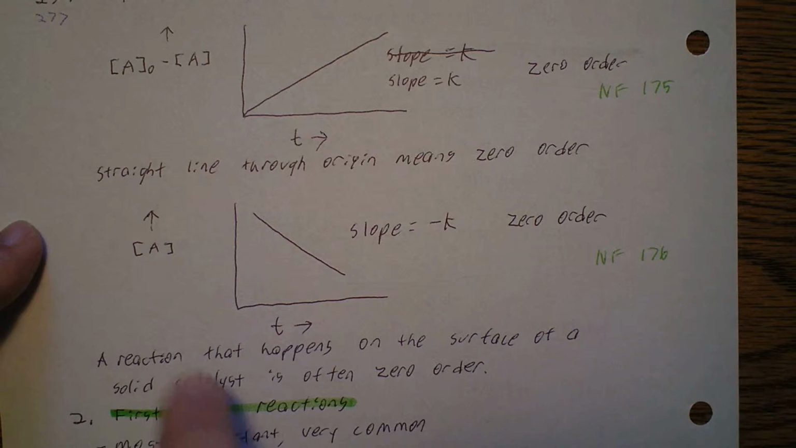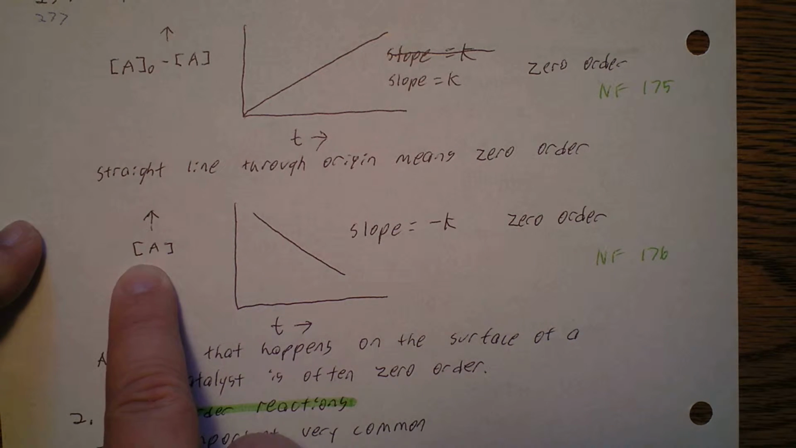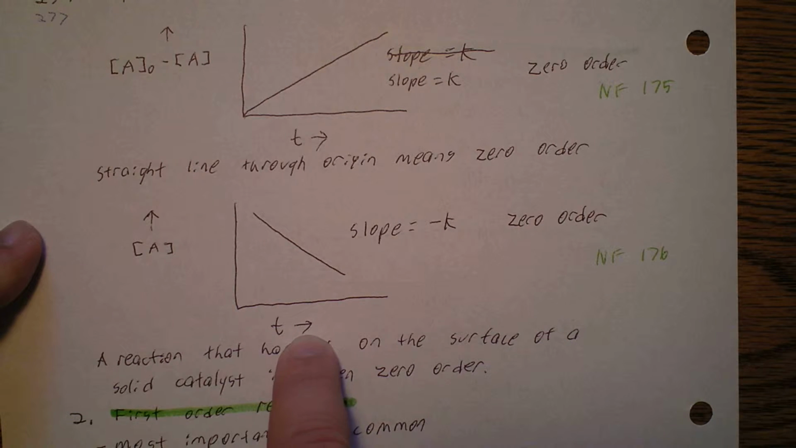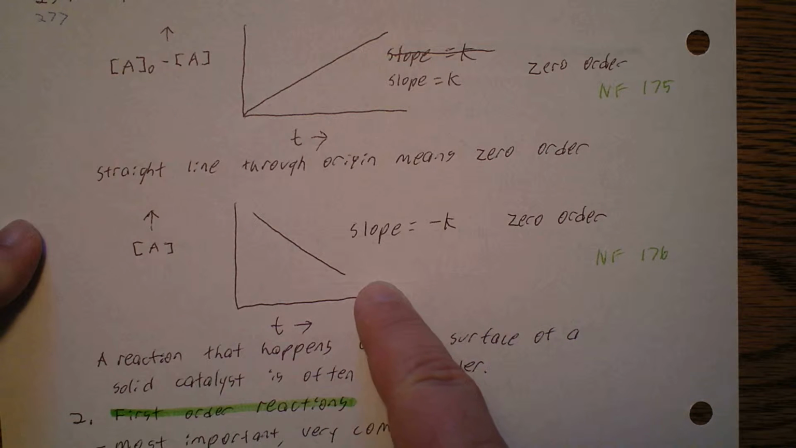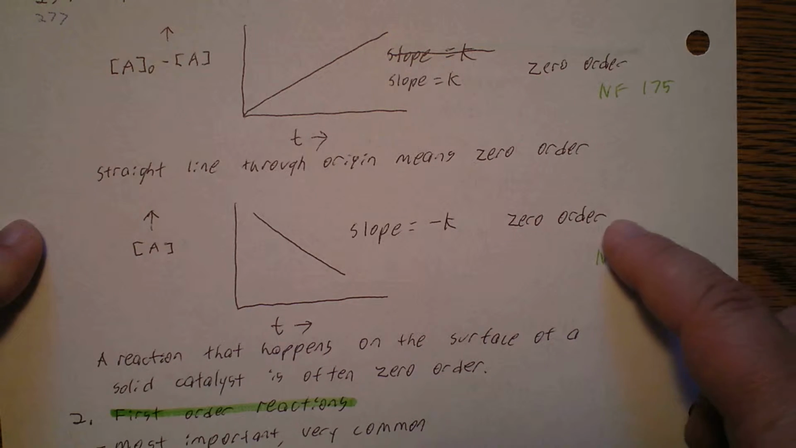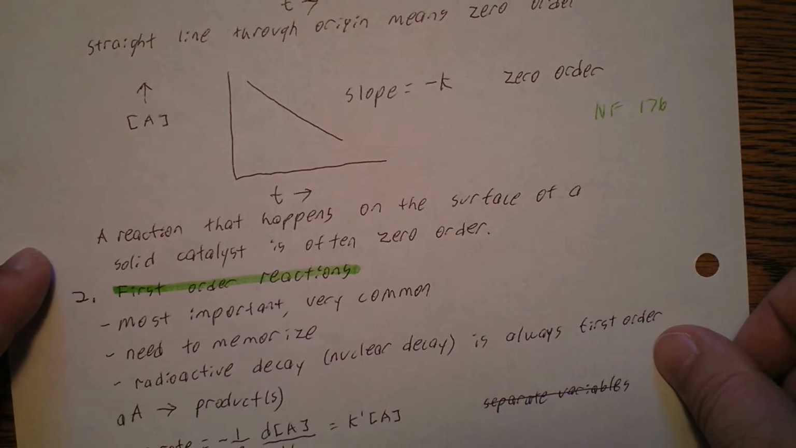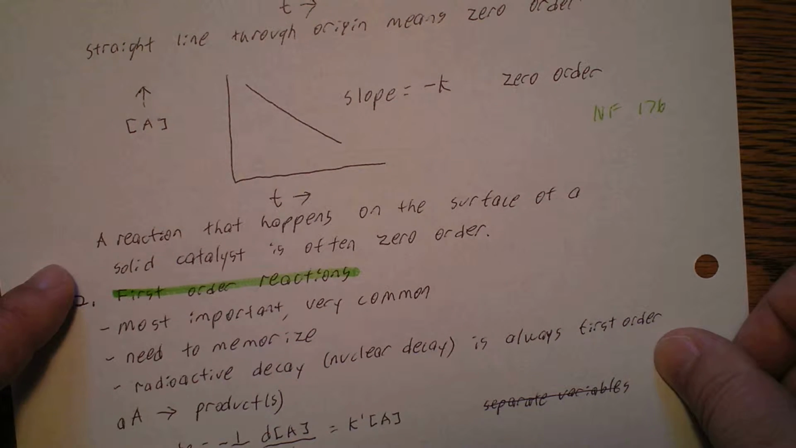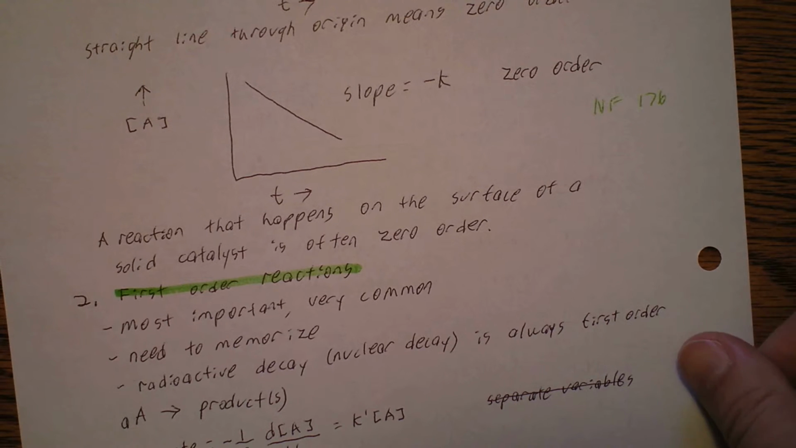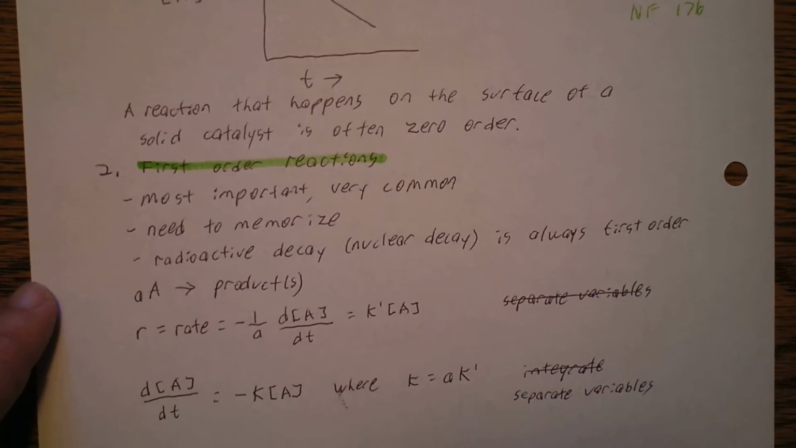Here we have the concentration of A versus time. Remember, A is the reactant. So obviously, as time goes by, the concentration of the reactant will go down. And in this case, the slope will be minus K. And this, again, is only for a zero-order reaction. An example might be a reaction that happens on the surface of a solid catalyst, because in that case, you've only got so much surface area for the reaction to happen.